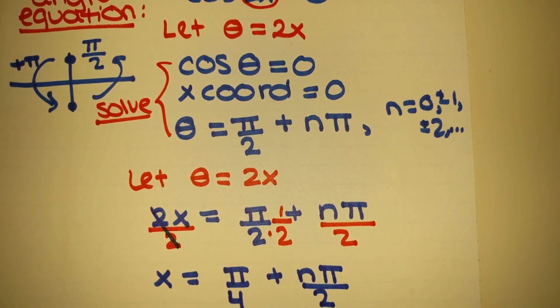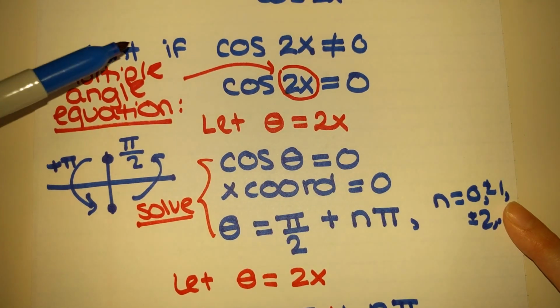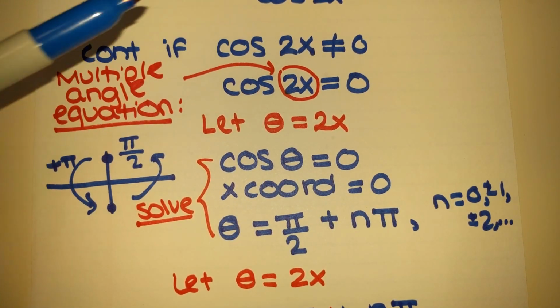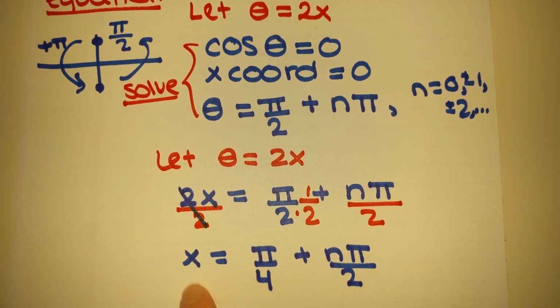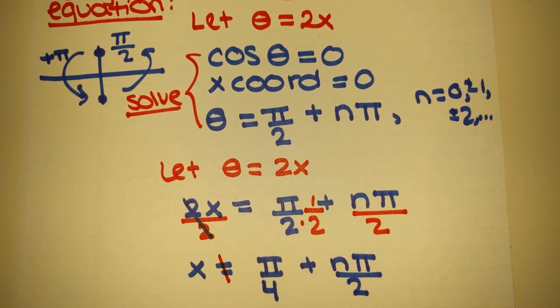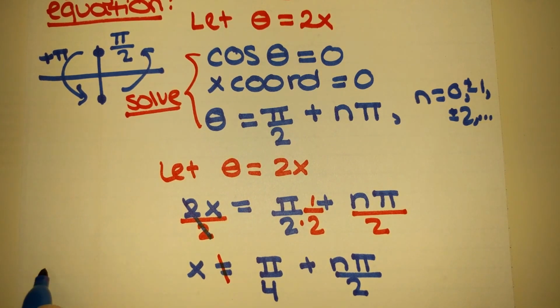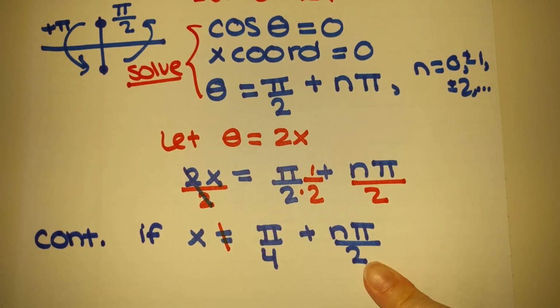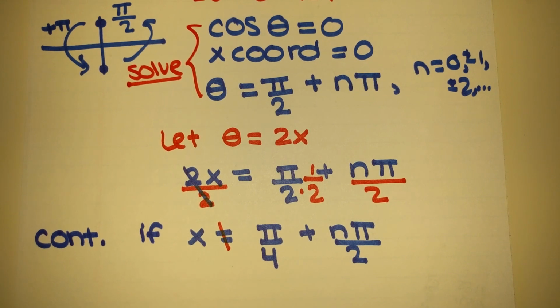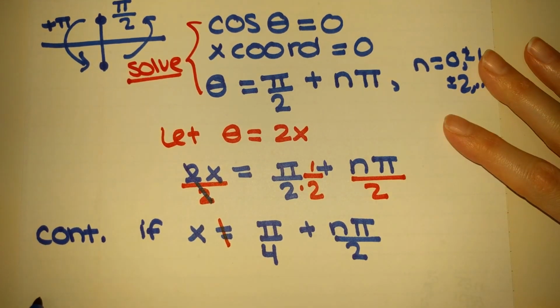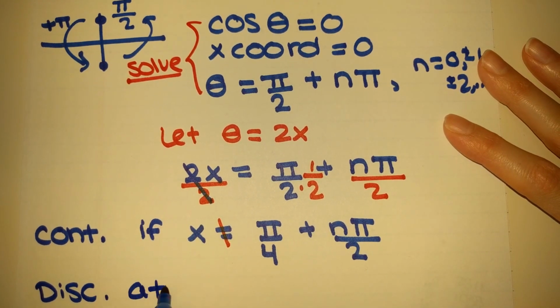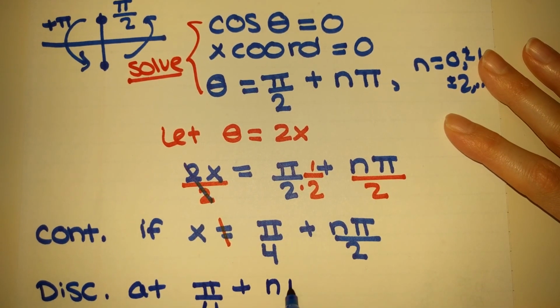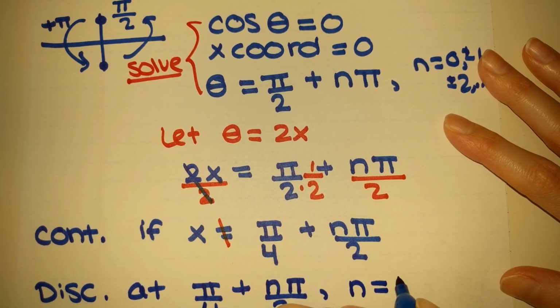All right, so at this point it's kind of like, well, what was this all about? Remember that at the very beginning, it's continuous if cosine of 2x is not equal to 0. We solve for x, we get this value. We do not want this value. Those are where we have the discontinuities. So we can say that this function is continuous provided that x is not equal to pi over 4 plus n pi over 2. Now, when you get to this answer, you then have to identify what type of discontinuity. So there will be a discontinuity at pi over 4 plus n pi over 2, where n is an integer.